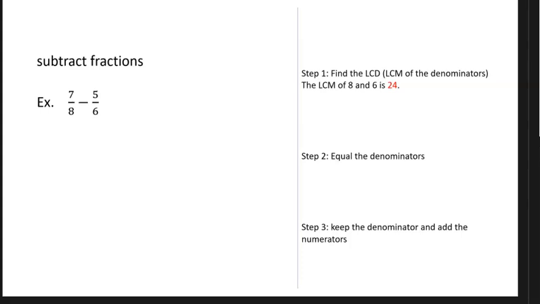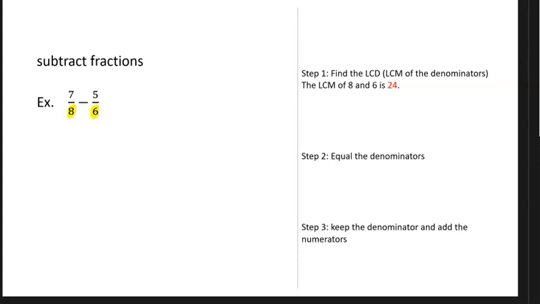Now we are going to look at an example of subtracting fractions. The steps are going to be exactly the same as adding fractions. So first of all, we need to make sure they have matching denominators, because we cannot subtract or add anything with different values, like different coins.